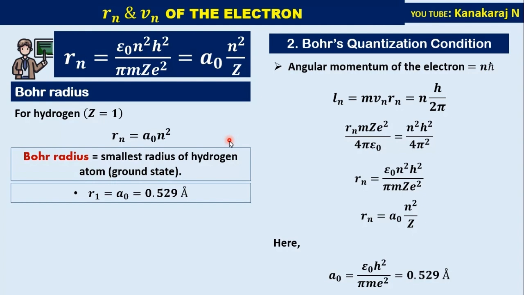0.529 Angstrom. Let us go for the second orbit. The radius of the second orbit equals 2 multiplied by 2, we get 4 times a naught. We multiply 4 by 0.529, we get R2 as 2.116 Angstrom. So, R3 equals 9 times a naught equals 4.761 Angstrom. So, Rn is proportional to n squared.